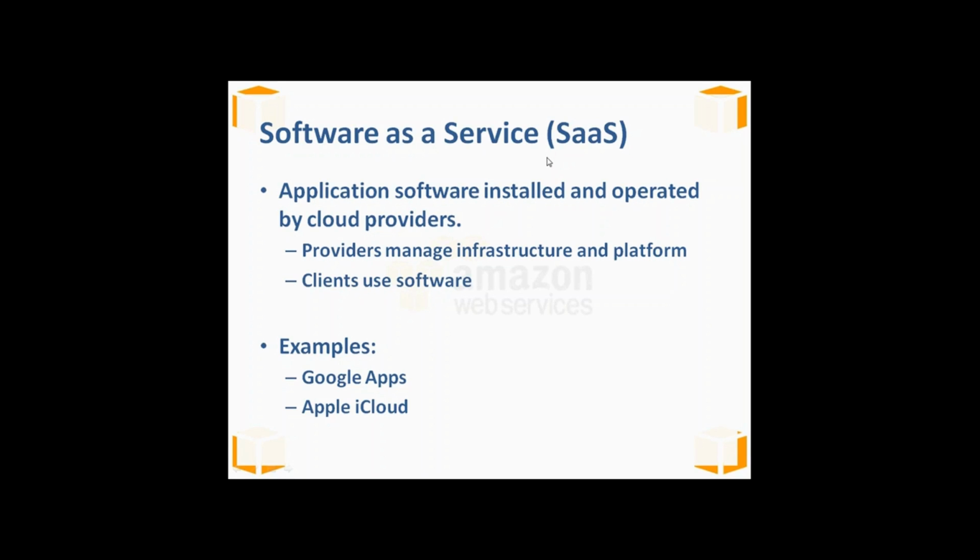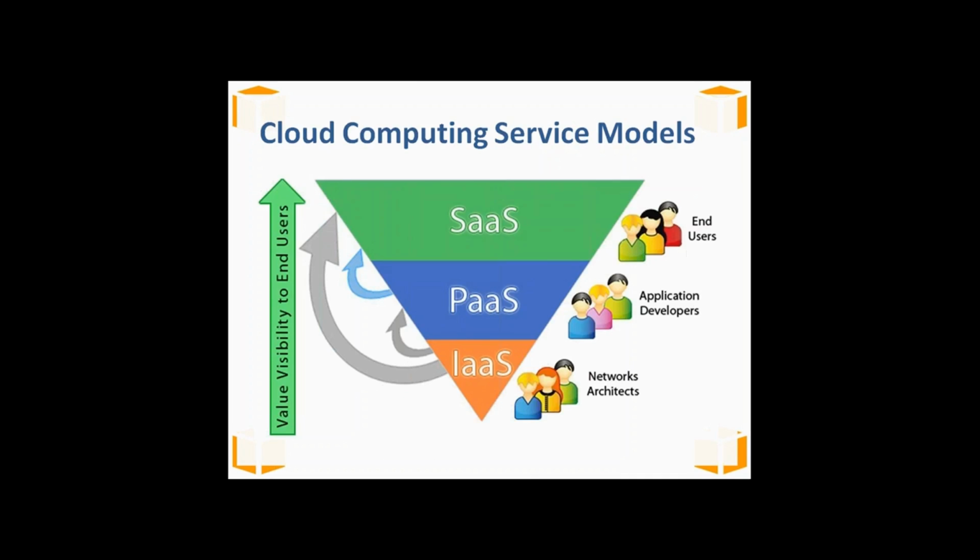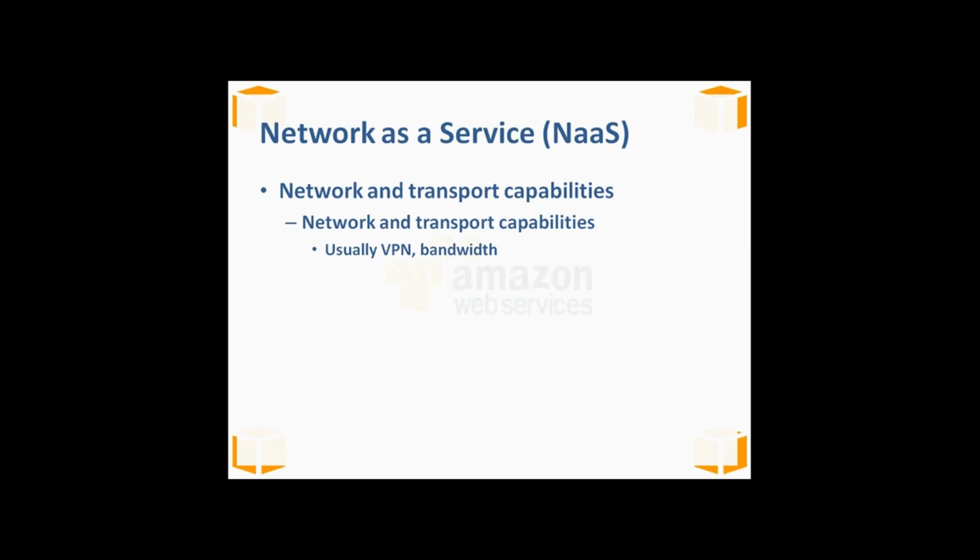Now let us go ahead and understand network as a service. Network as a service, in short NaaS, has transport capabilities, usually through a VPN, that is a virtual private network, or bandwidth. Basically, it is not needed for cloud users. That is why I just wanted to mention network as a service in this architecture. Now let us move further and talk about infrastructure as a service, that is IaaS.